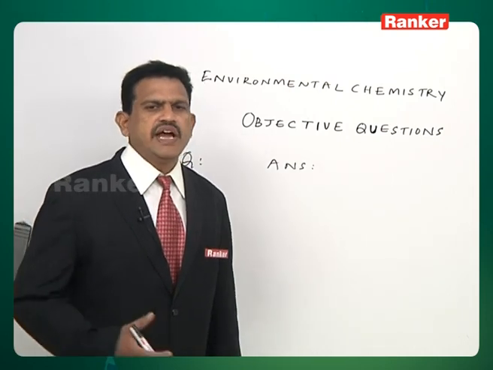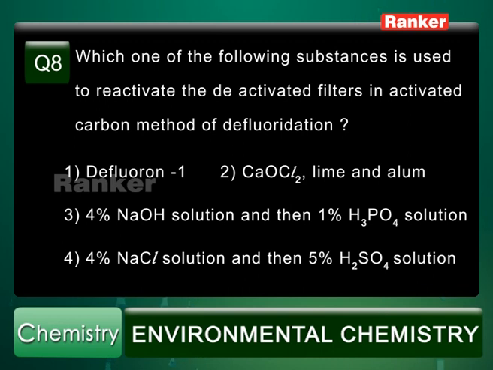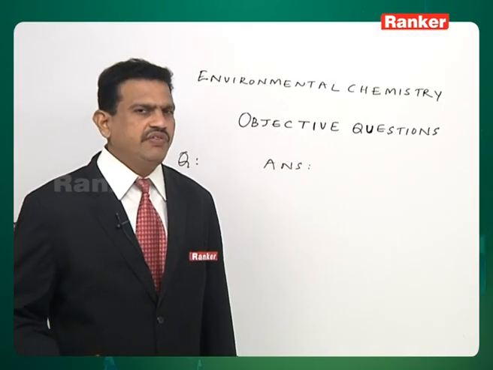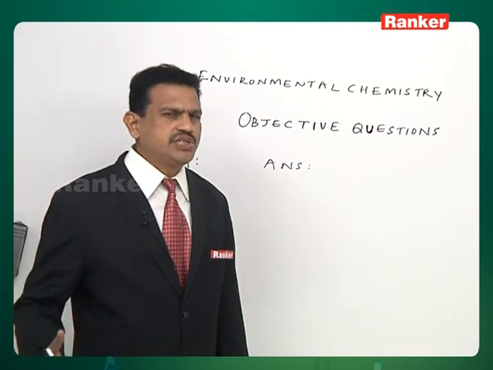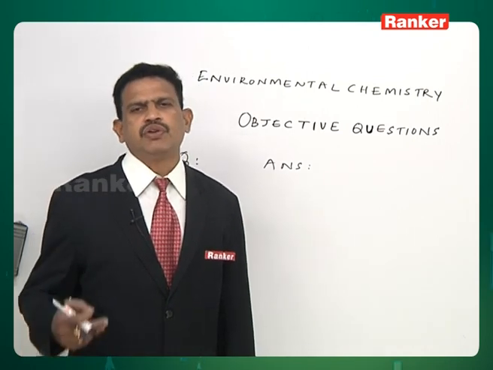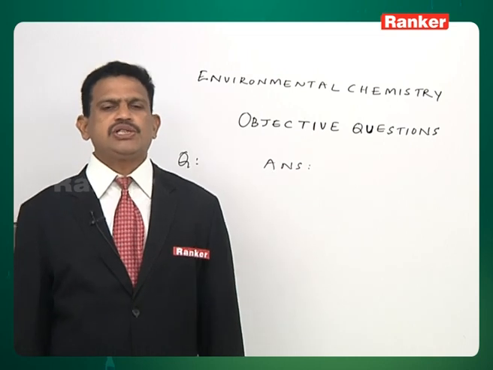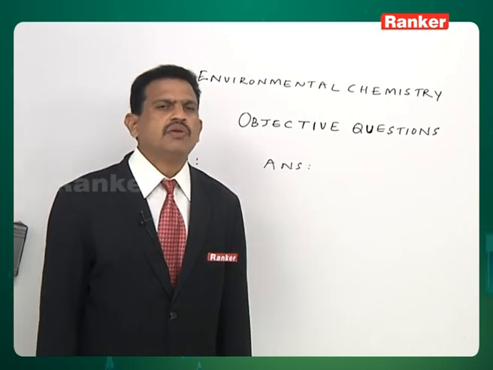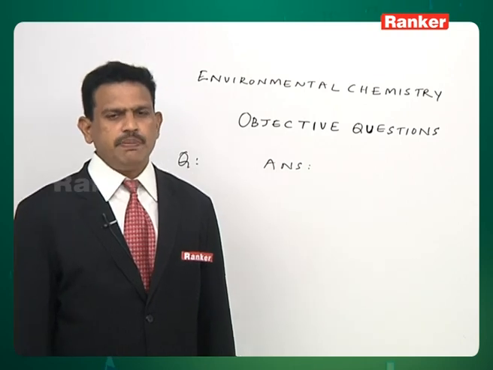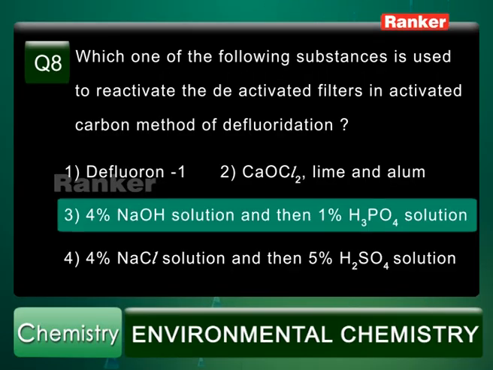Exhausted filters can be reactivated by option 1, defluoran 1, option 2, bleaching powder, lime and alum, option 3, 4% sodium hydroxide solution with 1% phosphoric acid solution, option 4, 4% of sodium chloride solution and then 5% sulfuric acid solution. For regenerating, reactivating, reviving the material which is exhausted during the process of defluoridation, we can make use of 4% caustic soda, NaOH solution, along with 1% phosphoric acid, H3PO4 solution. So we can go for option 3.